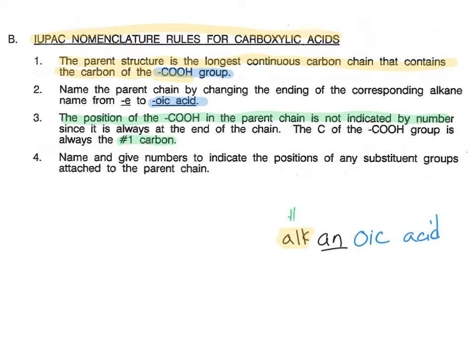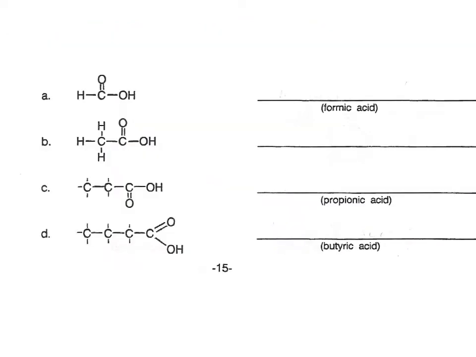Following that, we're going to add in our substituents and give those numbers. Those numbers will be based upon the direction of counting that we determined from the carboxyl group. And that's the basics of naming. Let's try some. Please note that you are not required to know these common names that are listed on the side. So let's go ahead and start naming this.